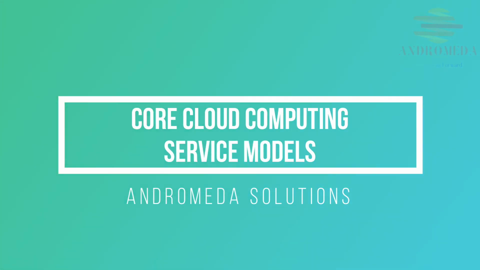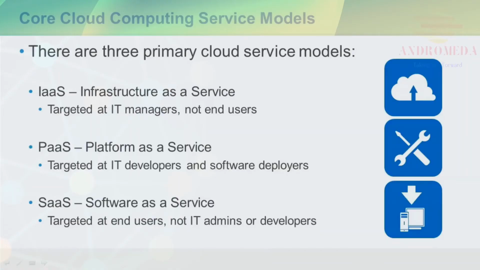Cloud computing overall has been divided up into three primary cloud service models, and we'll go through each of them in a little greater detail. But we see here IaaS, which is infrastructure as a service. This is typically targeted at the IT managers, not so much the end users. Then we have platform as a service, or PaaS. This is targeted more so at your IT developers and those who deploy software. And finally, SaaS, or software as a service, which is targeted at the end users and not so much the IT admins or the developers.